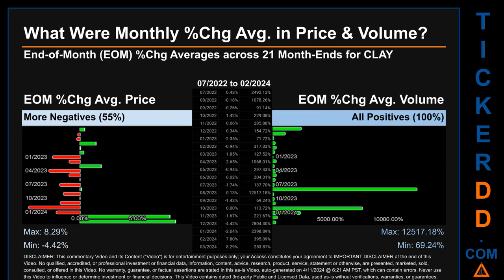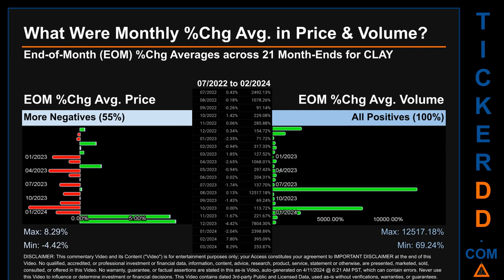From 07/2022 to 02/2024, out of 21 month ends, 11 had a negative percentage change in average price. Meaning 55% of month ends saw a negative percentage change in average price. In terms of volume, 21 out of 21 month ends had a positive percentage change. That is 100% of month ends saw a positive percentage change in average volume.